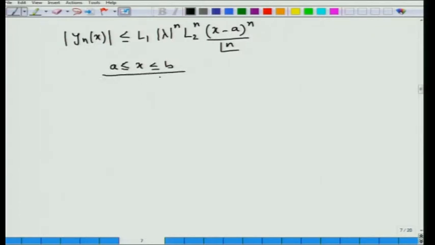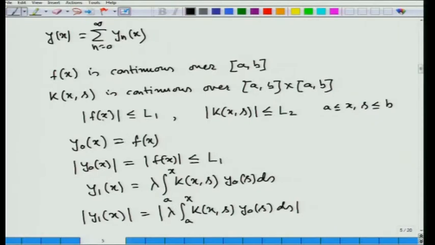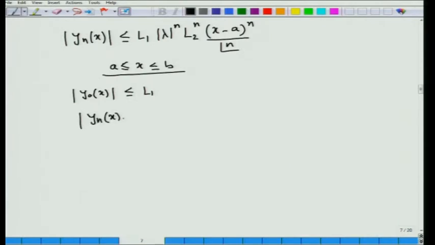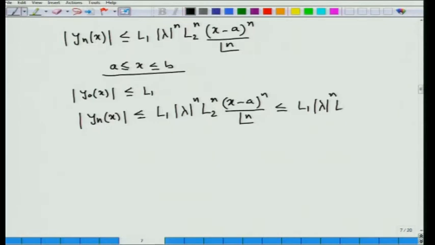With this range for x, we can write |y0(x)| as usual less than or equal to L1, that we obtained at the very first step from the assumption on f(x). Then from the general term, |yn(x)| is less than or equal to L1 |λ|^n L2^n (x − a)^n by factorial n. This is less than or equal to L1 |λ|^n L2^n, and now x is always less than or equal to b, so (b − a)^n divided by factorial n. This result is for n equal to 1, 2, 3 and so on.